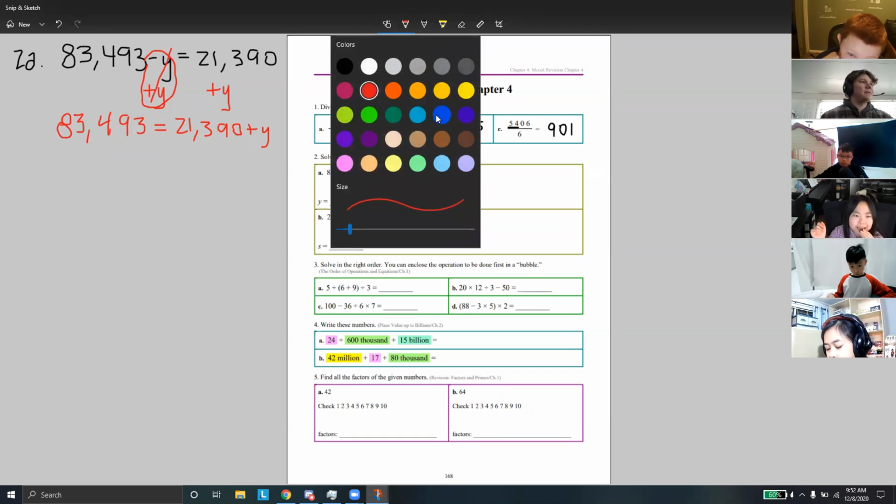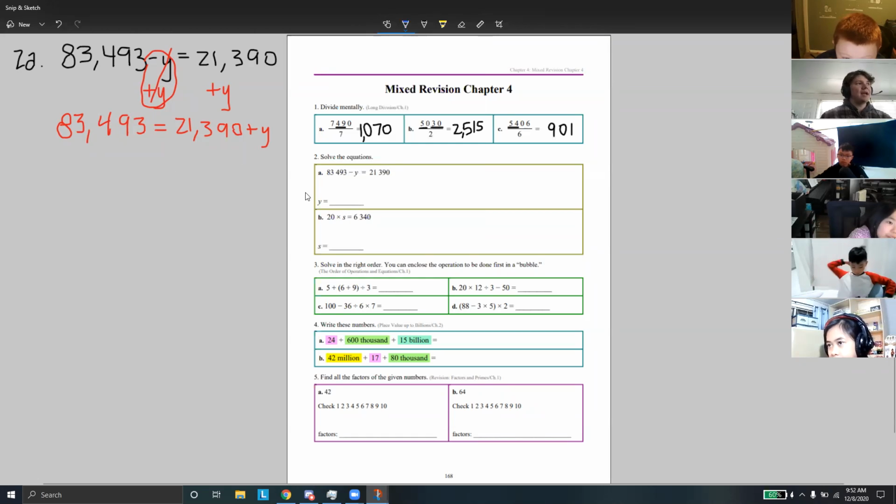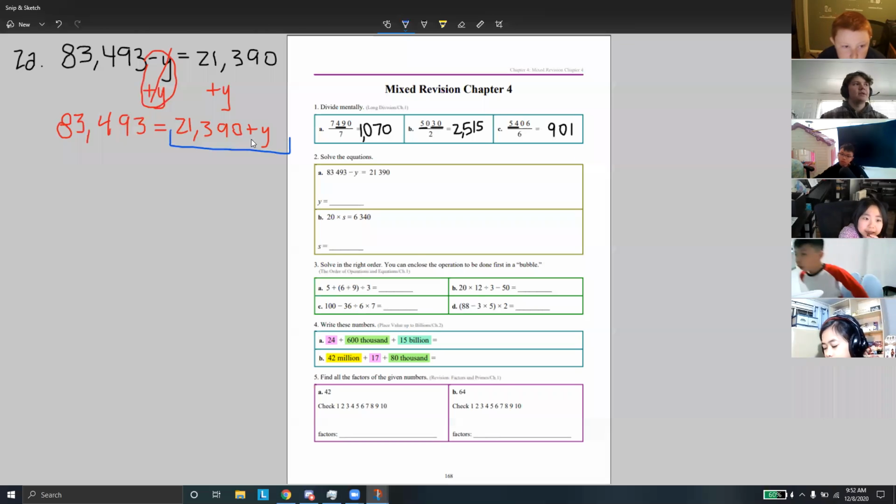So now what do we do? How do we get rid of this y, or this 21,390 plus y? Subtract what? 21,390. Exactly. So we're going to subtract it from both sides.